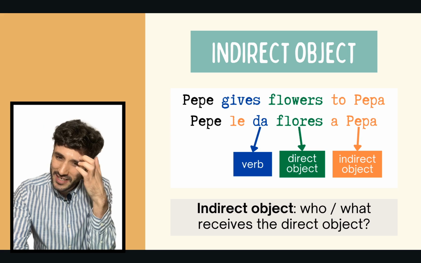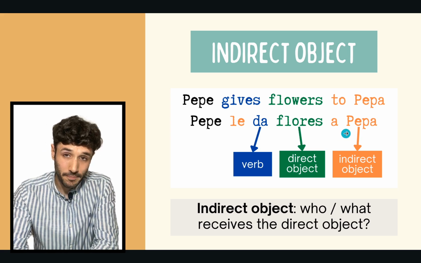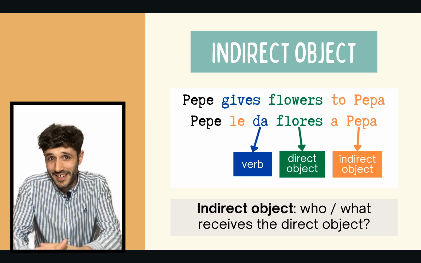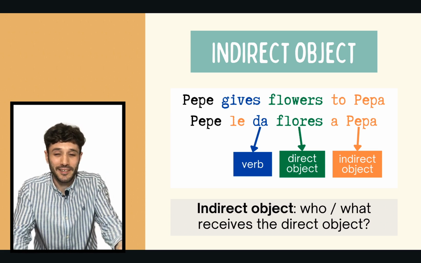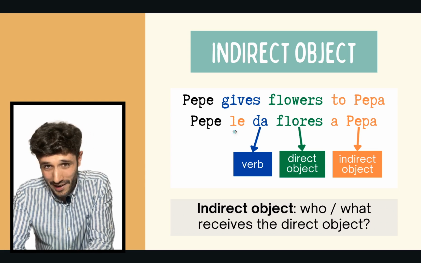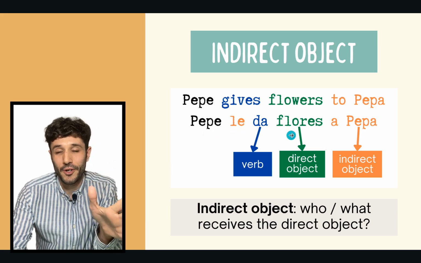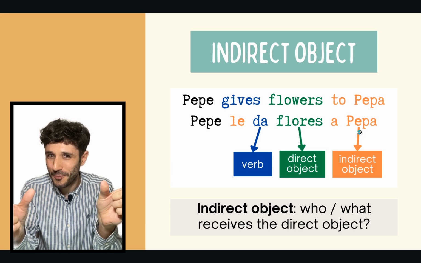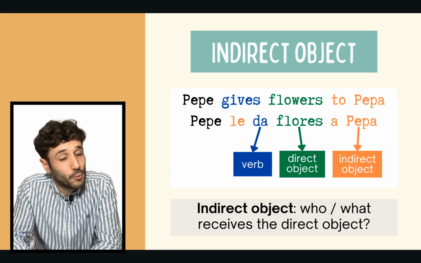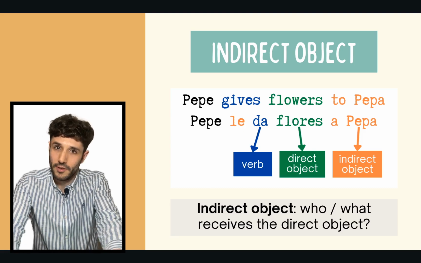Now, you might notice here there is a le over here that is highlighted in the same color as a Pepa. This happens because in Spanish we duplicate. In sentences that have an indirect object, we duplicate the indirect object. If I translated this le to English, this would be to her. Literally, Pepe to her gives flowers to Pepa. So you see to her and to Pepa is repeated. It's how we do it in Spanish, it's how natives do it. If you don't say it, we will still understand it, but keep in mind that's how natives say it. So I wanted to give you the real example, right?